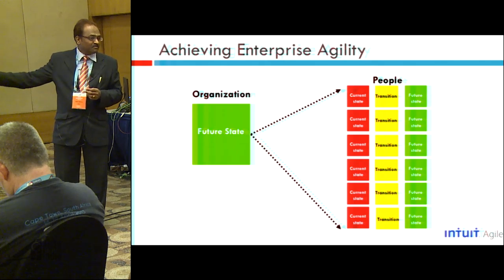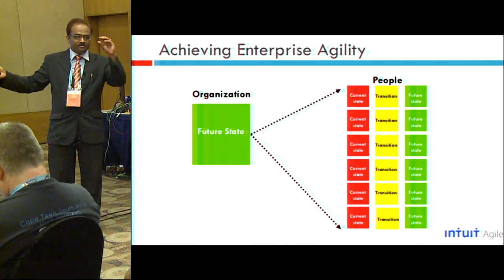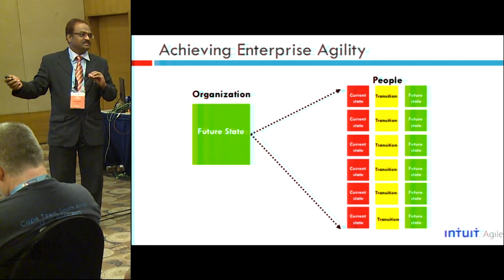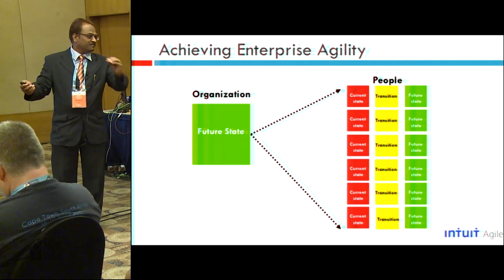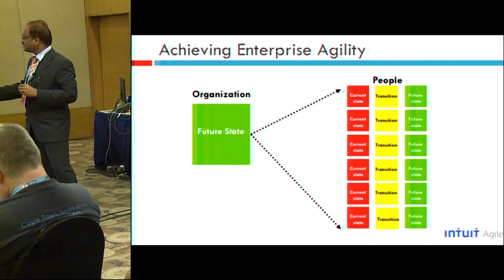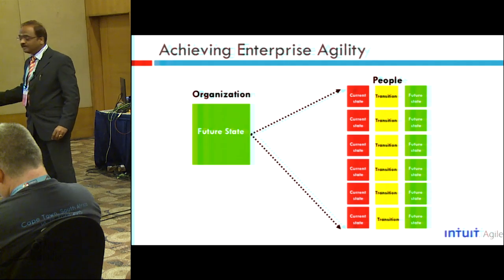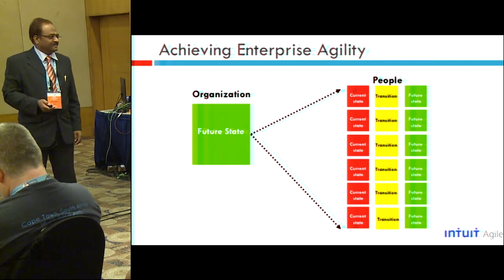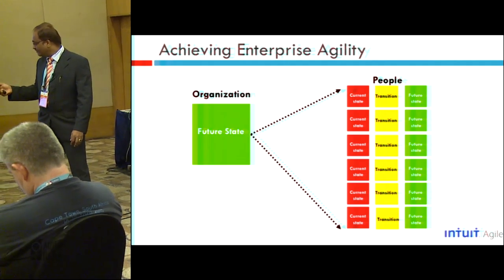And it's another complexity, right? There are individual pieces in the organizations that need to first move forward. So essentially, this is possible when all these people reach the future state. And this is an example only for people aspects.